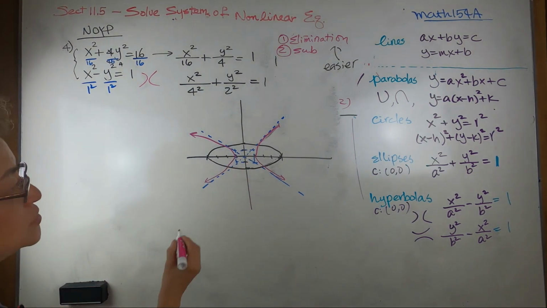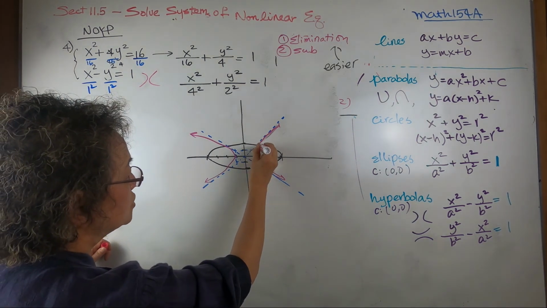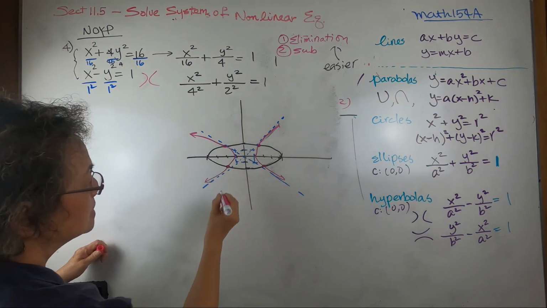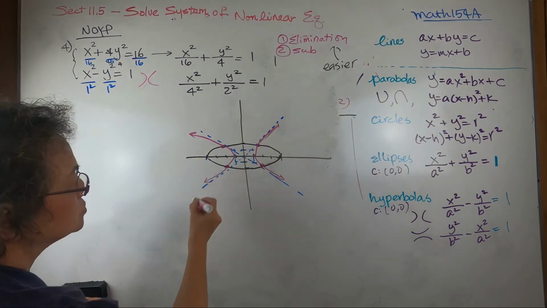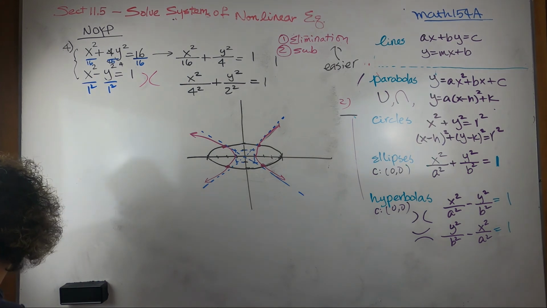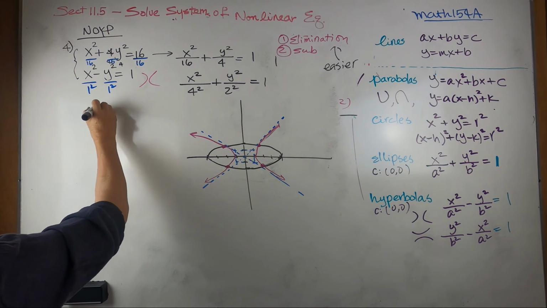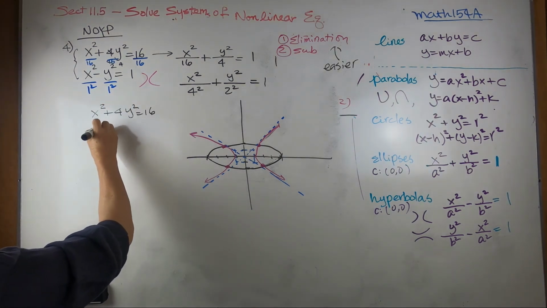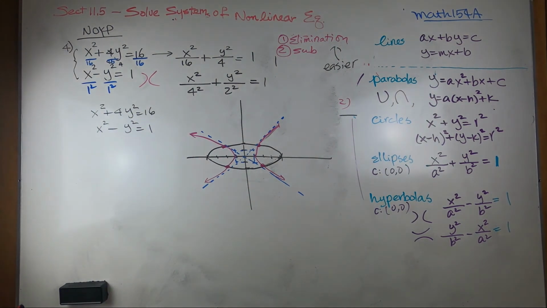But at least it gives you some visualization, to see how many solutions you have, how many places they meet. They meet 2 places. But the exact position, it's almost impossible to tell, right? Then we have to solve it algebraically. So first one, let's just rewrite it. 4y squared equals 16. X squared minus y squared equals 1. Right?